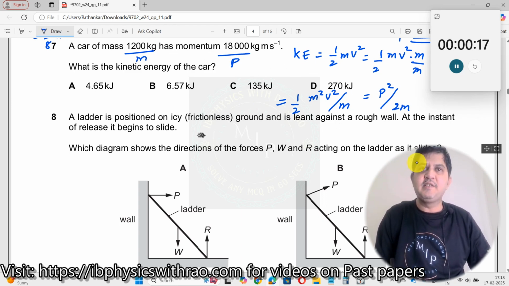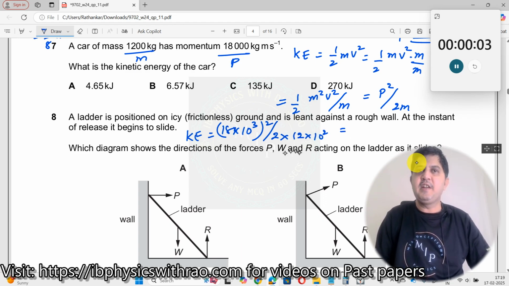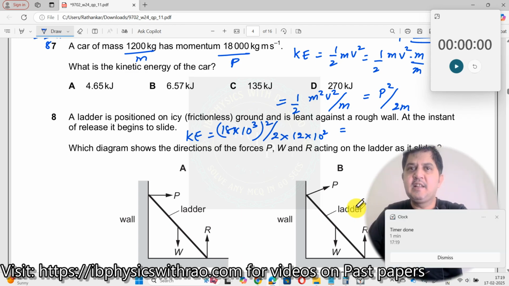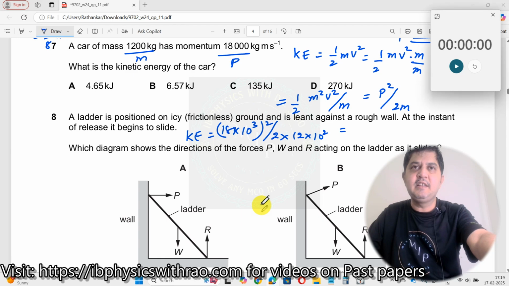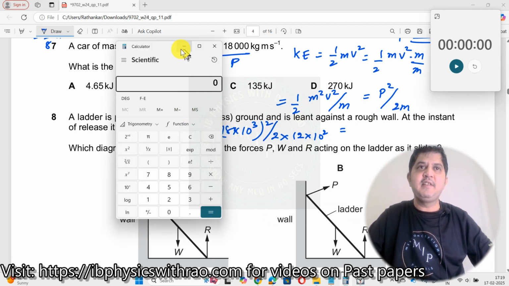So what I will do is I will write kinetic energy is equal to, for p it is 18 into 10 cube, the whole square, divided by 2 into, what is the mass? 1200. I'll write 12 into 10 square. I'll write like this. When I do this, it becomes easy for me to calculate. So let us take this calculator here.